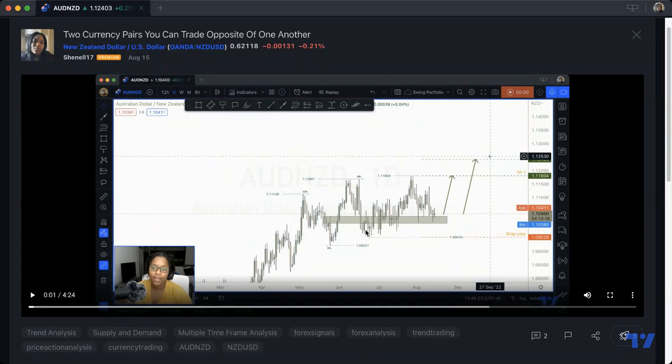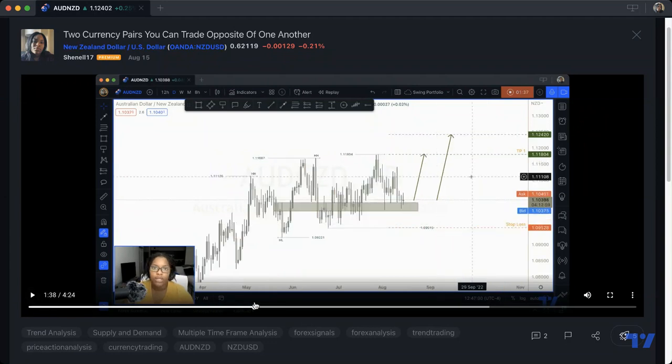This is on AUD New Zealand. You guys can see exactly when I did the analysis, where price was at my estimation zone and what the targets were. Take profit was 1.11804. Take profit 2 was around 1.12, looks like 420s or something.